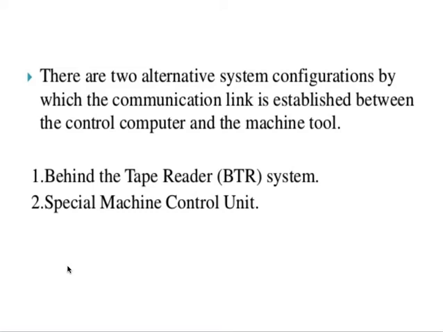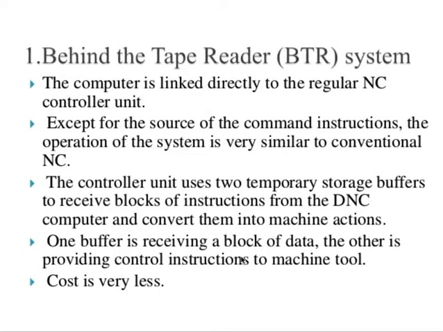There are two alternative system configurations by which the communication link is established between the control computer and the machine tool. The first is the behind the tape reader, that is the BTR system, and the second is the special machine control unit, that is the SMCU system. If you see the BTR system, in this arrangement the computer links directly to the regular NC control unit. The replacement of the tape reader by the telecommunication line to the DNC computer is what gives the BTR configuration its name.